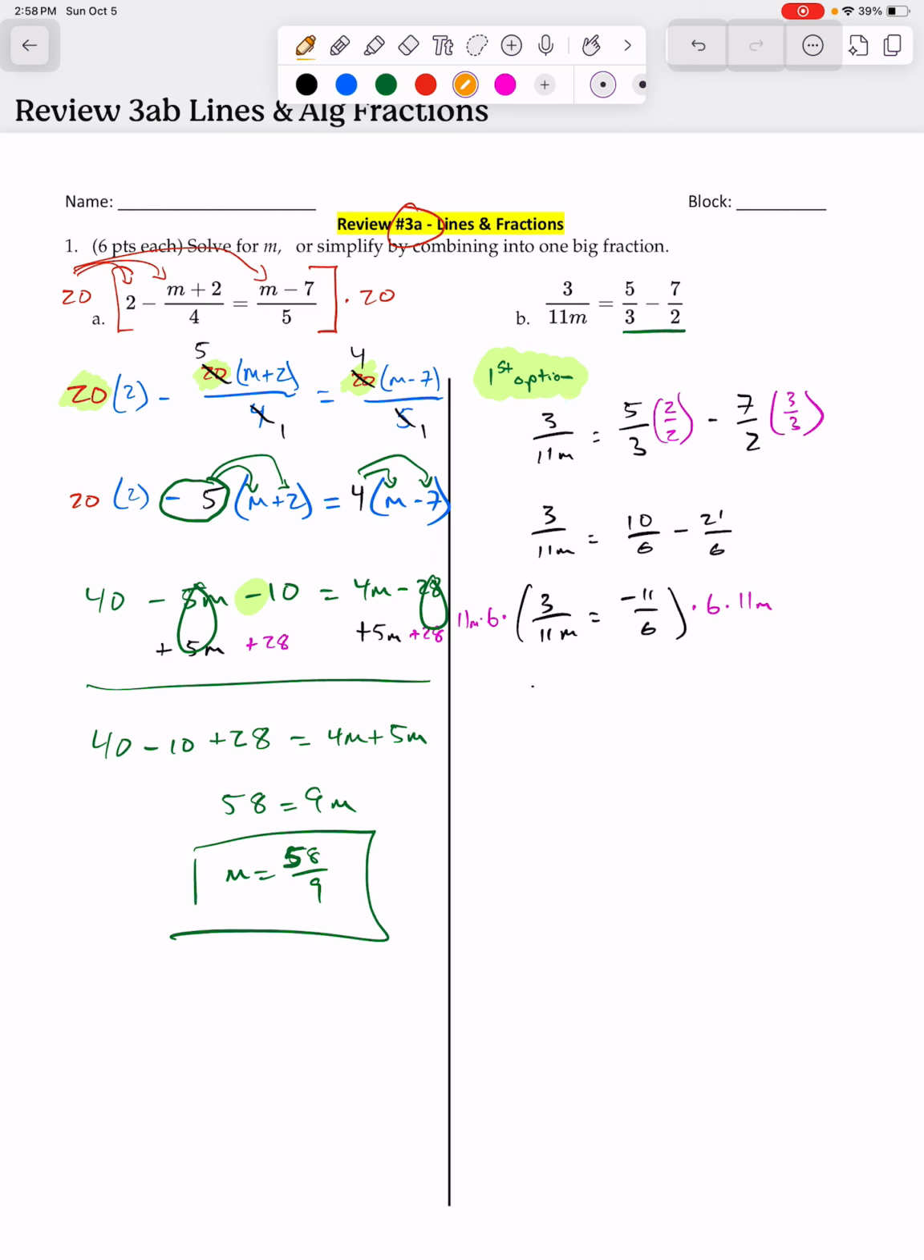And then what happens with my 6's on the right side is those cancel out, and I get minus 121m. And on this side, my 11m's cancel out, and I get 18. So then I'm going to just divide both sides by negative 121, and I get m equals negative 18 over 121.